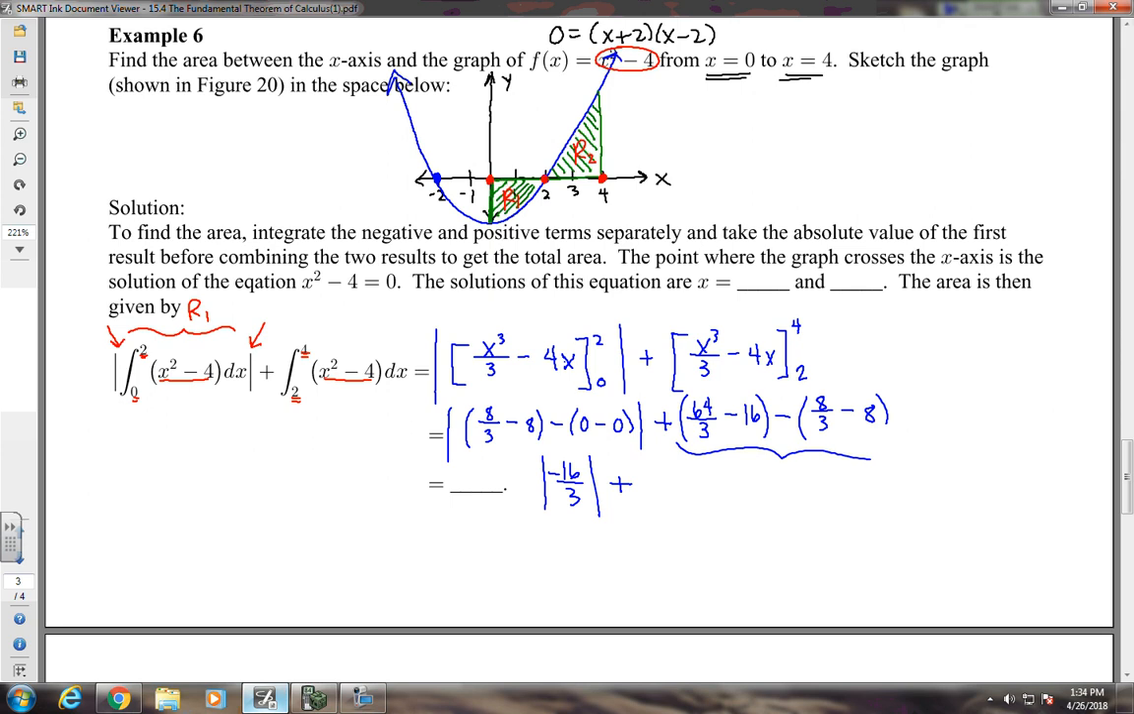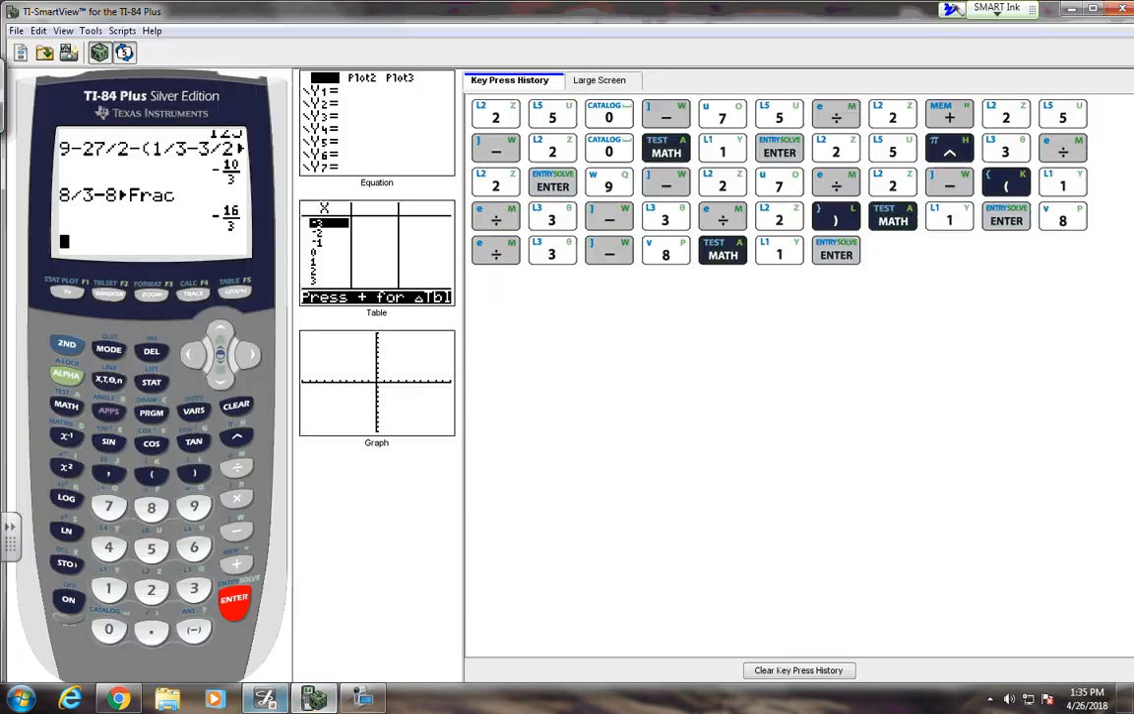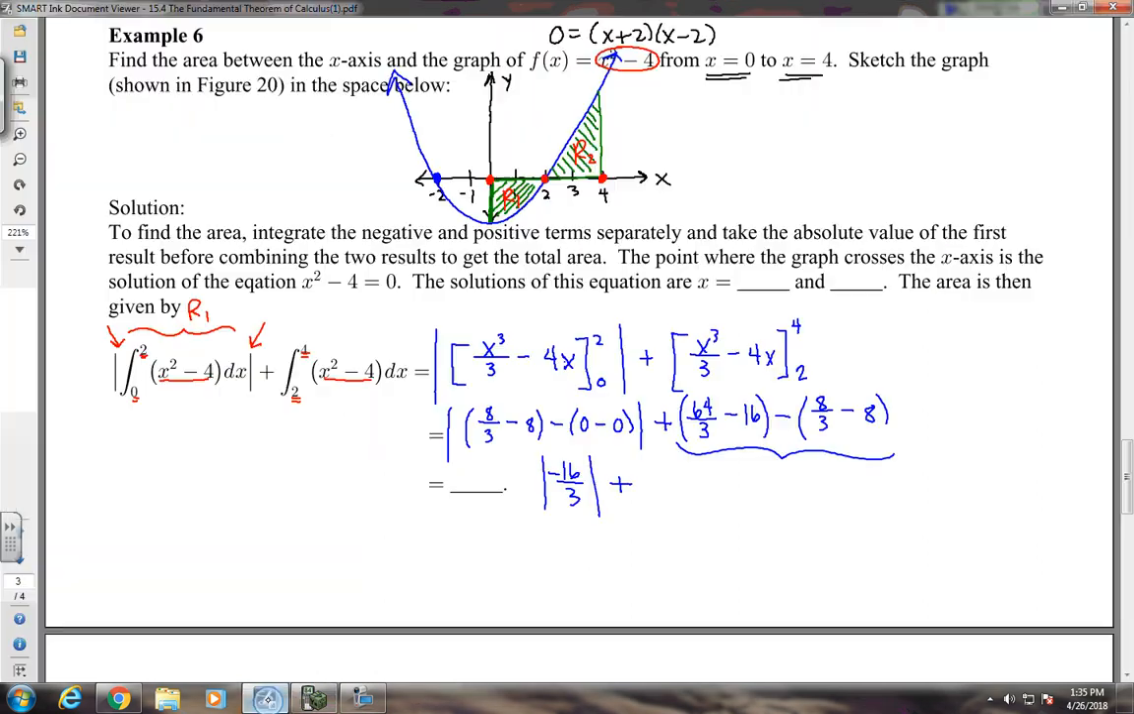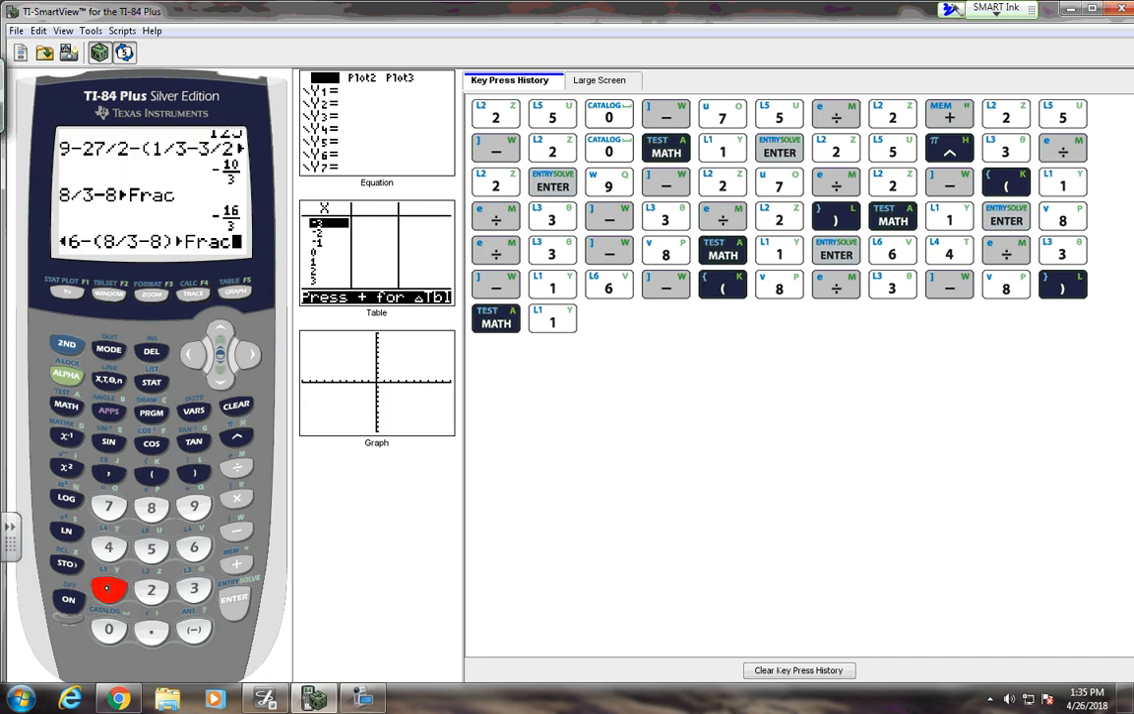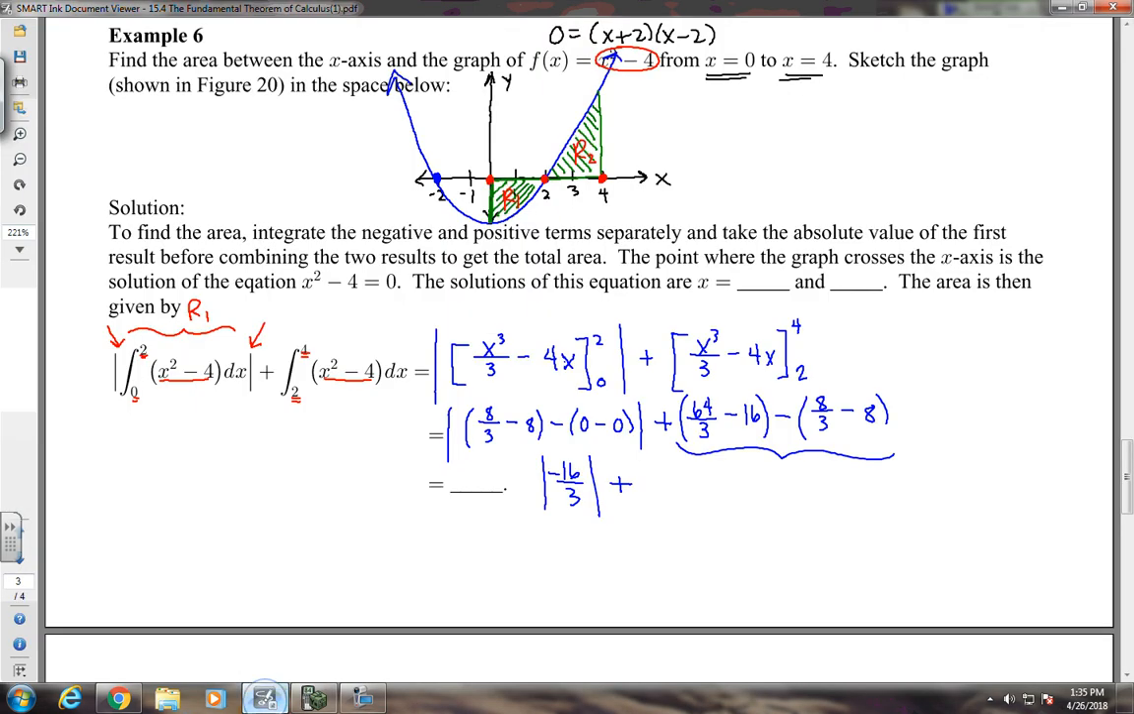Now I'm going to type all the rest of this into my calculator at once. 64 over 3 minus 16. Then I've got to be careful here. When I subtract my lower limit, I've got to put that in parentheses. So I'm going to do minus parentheses 8 thirds minus 8. I want the answer to appear as a fraction, not a decimal, so we end up with 32 over 3.